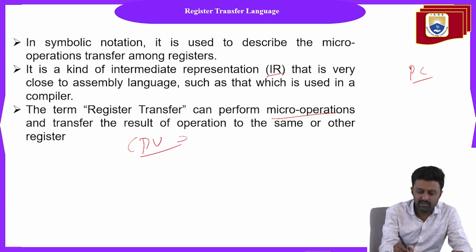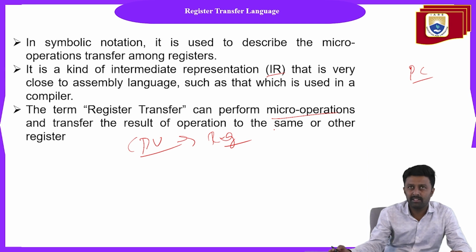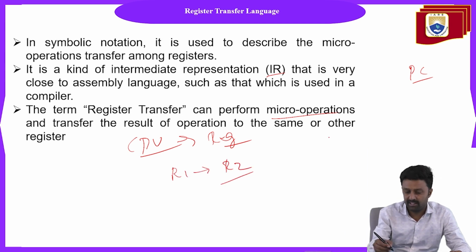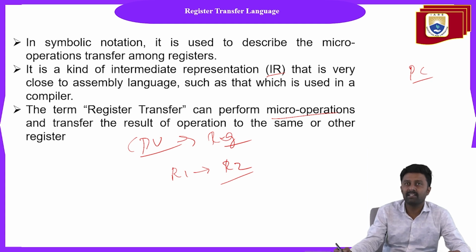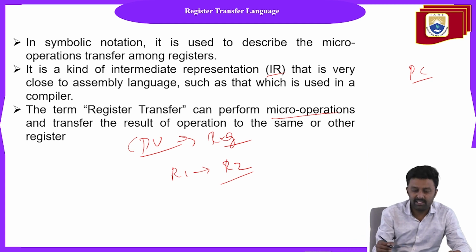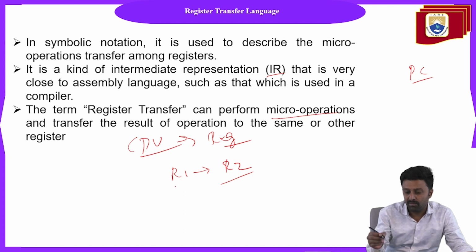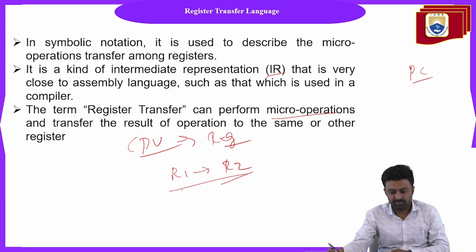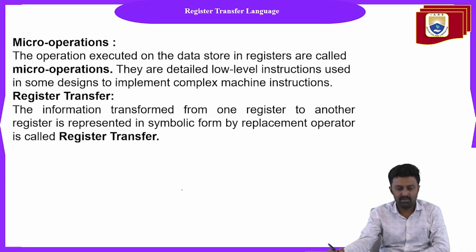Whenever the CPU executes any operation, it will execute with the help of the registers. The transfer of information from one register to another register is called register transfer, and this complete language we call the register transfer language. The register transfer performs a micro operation. Micro operations, in the sense, are the transfer of data or information from one register to another register, and the result will also be stored.